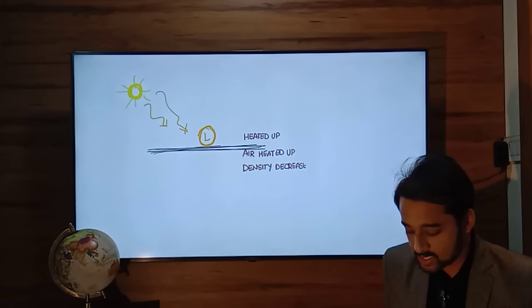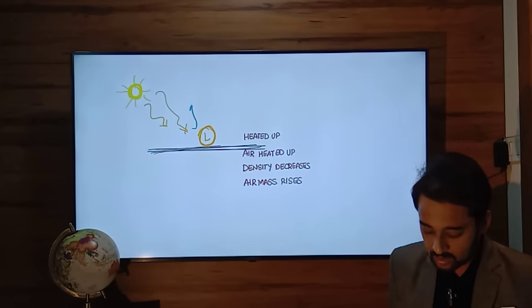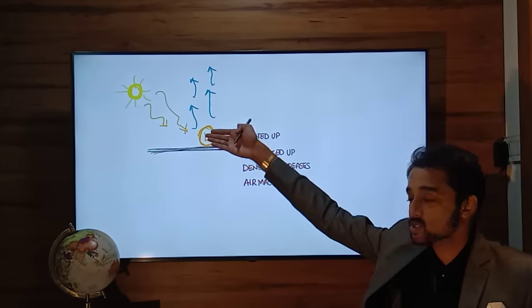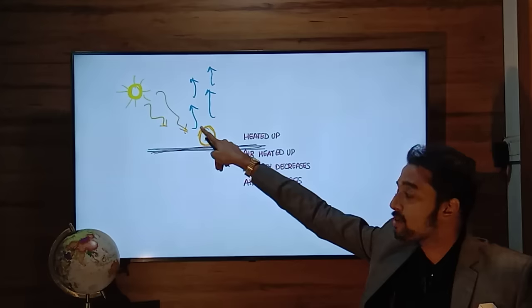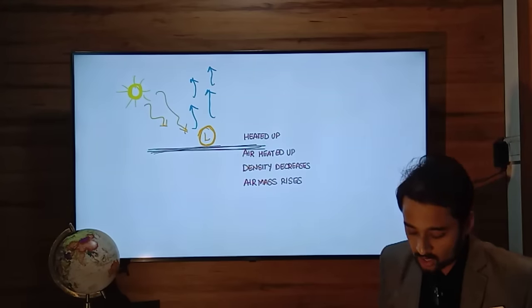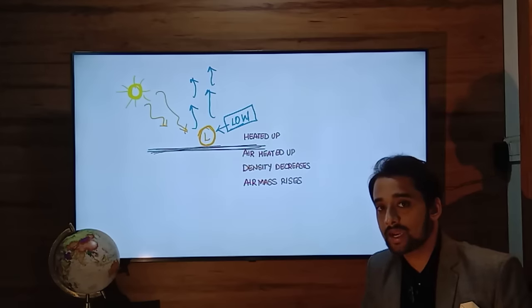And when density decreases, the air mass rises in the sky. As a result, this convective current will develop in the sky. And when this air mass goes up, in place of that air mass, a low pressure is created. So this is what happens during daytime.